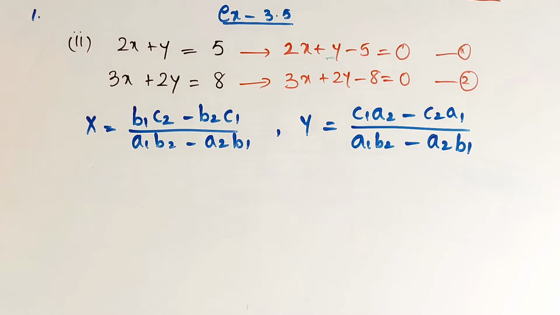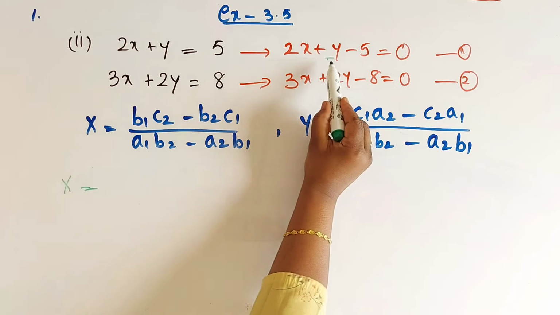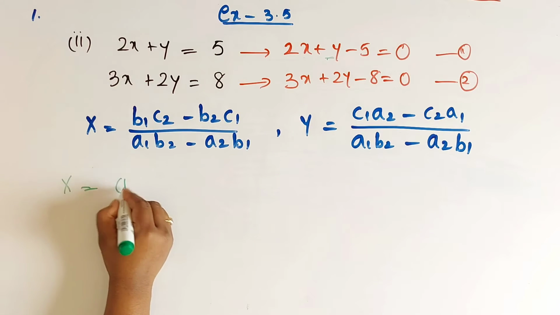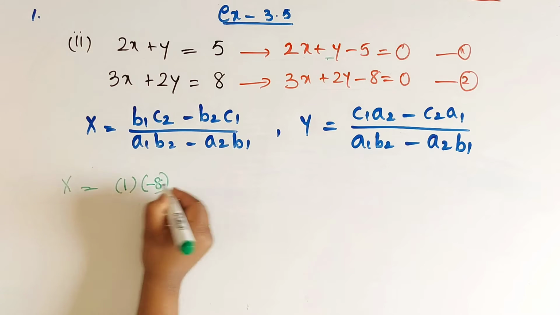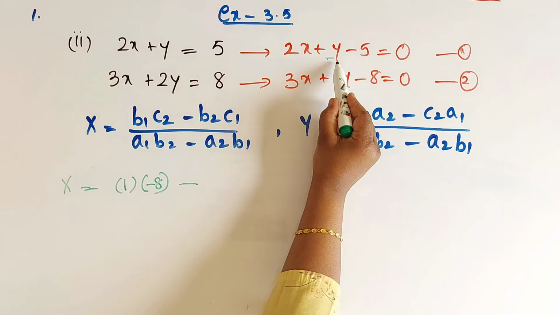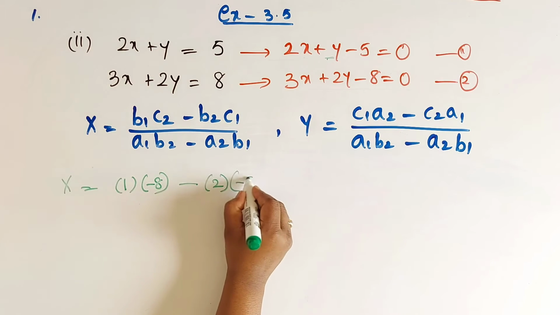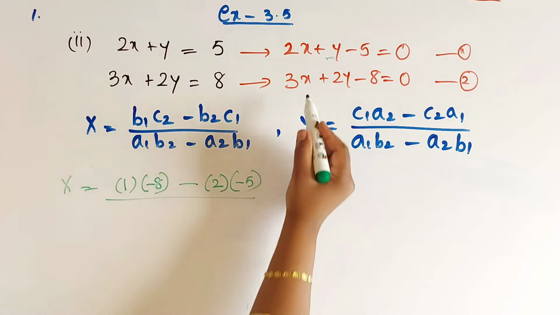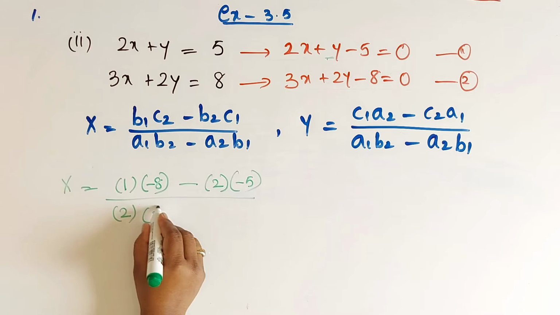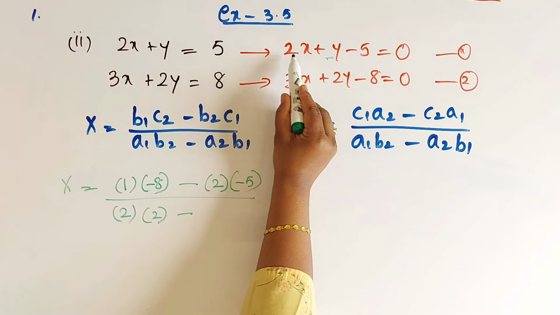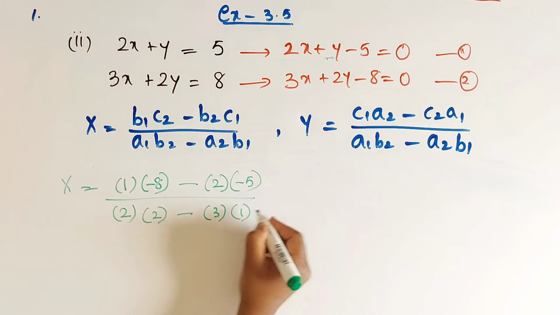These are the formulas, children. So first we'll find out x value. x equal to b1 c2. b1 is 1 here, 1 into c2. c2 means minus 8, children. Minus of b2 c1. b2 means 2, c1 means minus 5, children. Divided by a1 b2. a1 means 2, b2 means 2. Minus a2 b1. a2 means 3 and b1 means 1, children. 3 into 1. Right, children?